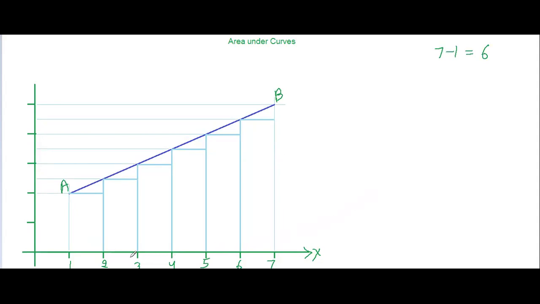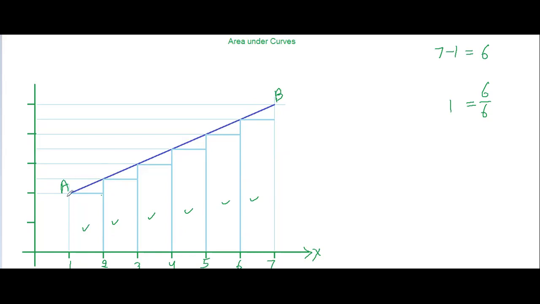Now I have not divided this portion into 3 parts. I have divided into 1, 2, 3, 4, 5, 6 parts. So each part will have the width 1. So again I have formed the rectangles in the same way, each rectangle based on width 1 and of maximum height possible, so that the rectangle does not go above the line segment AB. I have got such 6 rectangles.